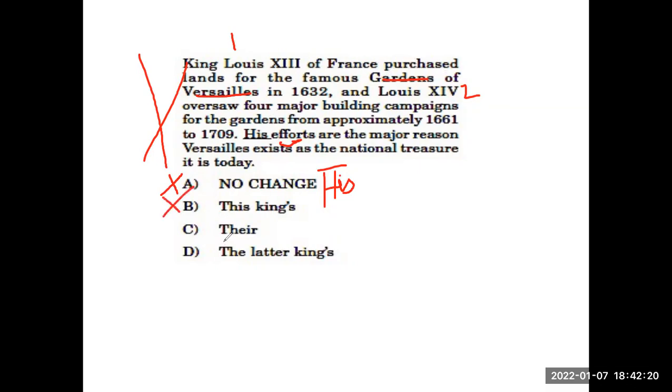Option C is a very attractive option. It says "there," right? And you may think, oh, wow, great. So it's talking about both the kings. Therefore, C is the answer. Now, here is the catch.